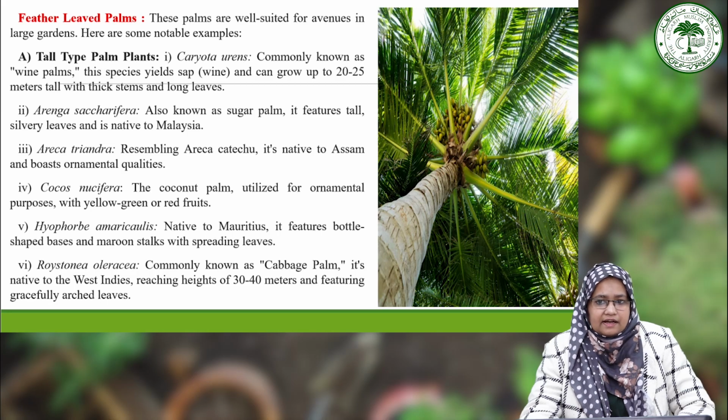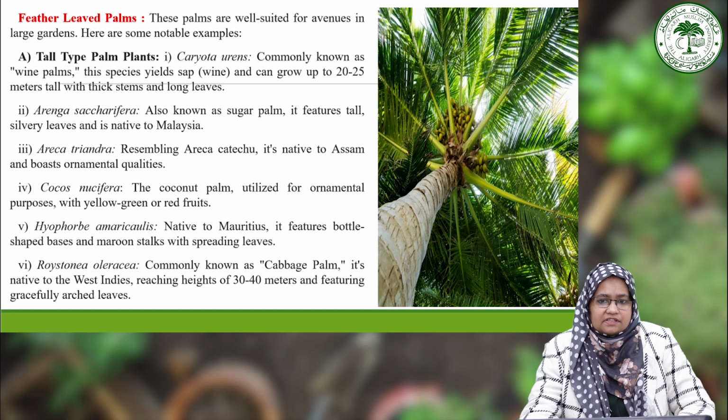Then next is Arenga saccharifera, also recognized as the sugar palm. It displays tall silvery leaves and hails from Malaysia. The other is Areca triandra, bearing resemblance to Areca catechu. This species is indigenous to Assam and boasts ornamental characteristics. Then Cocos nucifera, which is commonly known as coconut palm. It is cultivated for its ornamental value, including its yellow, green or red fruits.